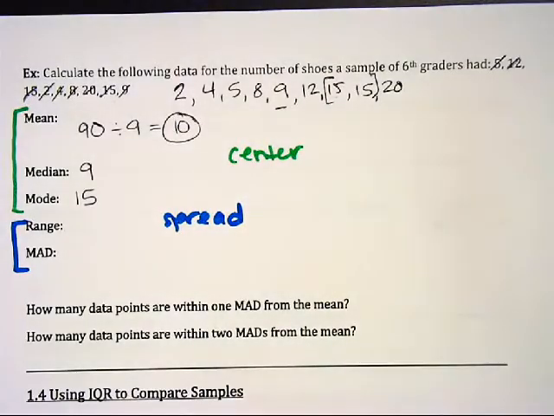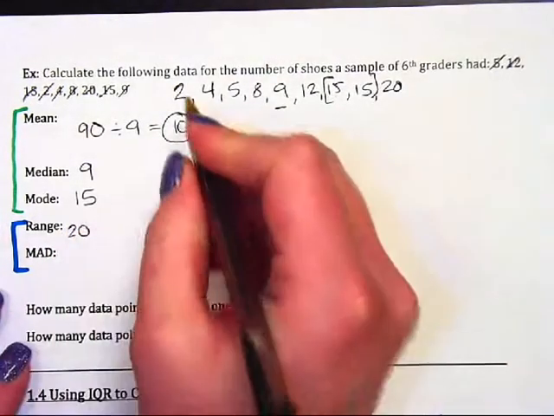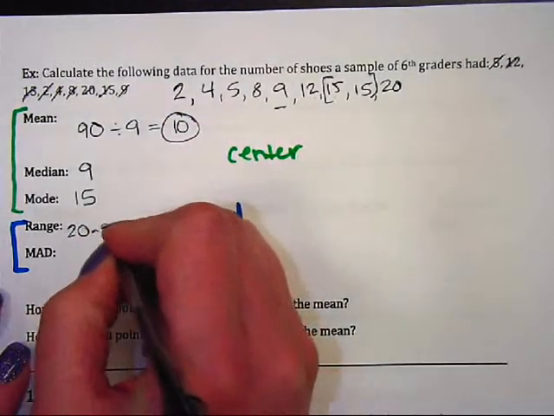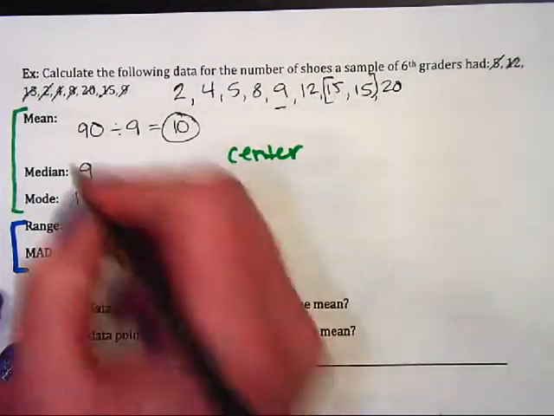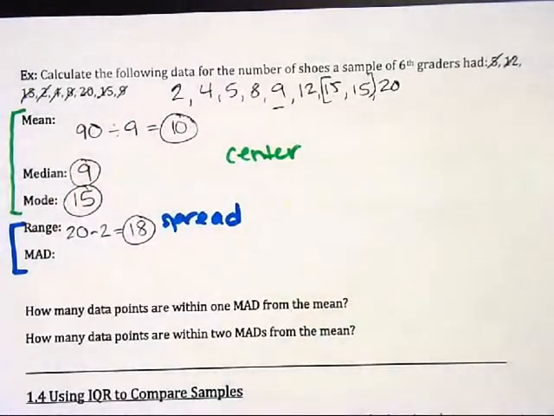Our other way we looked at the data was the spread. That was the range and the MAD. To find the range, I do my biggest number on the list minus the smallest. So 20 minus 2 is 18. That one's pretty easy. The hard work comes from finding the MAD. So my MAD is the mean of the mean.